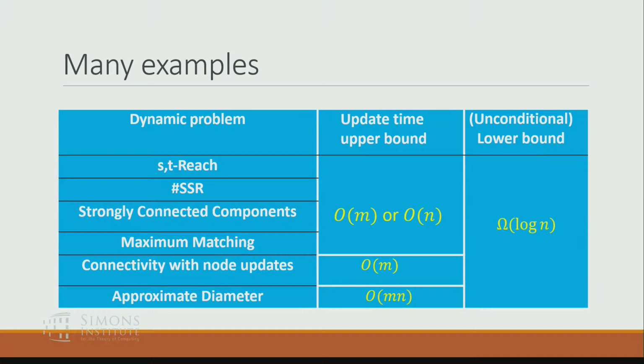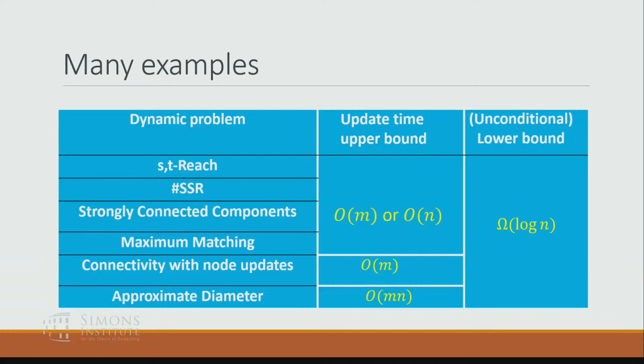Okay, so here are many examples. This is the ST reachability problem I talked about. Given a directed graph and a single vertex, tell me how many nodes that vertex can reach, the number of nodes reachable from a single source. This is compute the strongly connected components. This is compute the size of a maximum matching. This is the same connectivity problem, are S and T connected, but now you have vertex updates instead of edge updates. And this one is give an approximation to the diameter of the current graph.